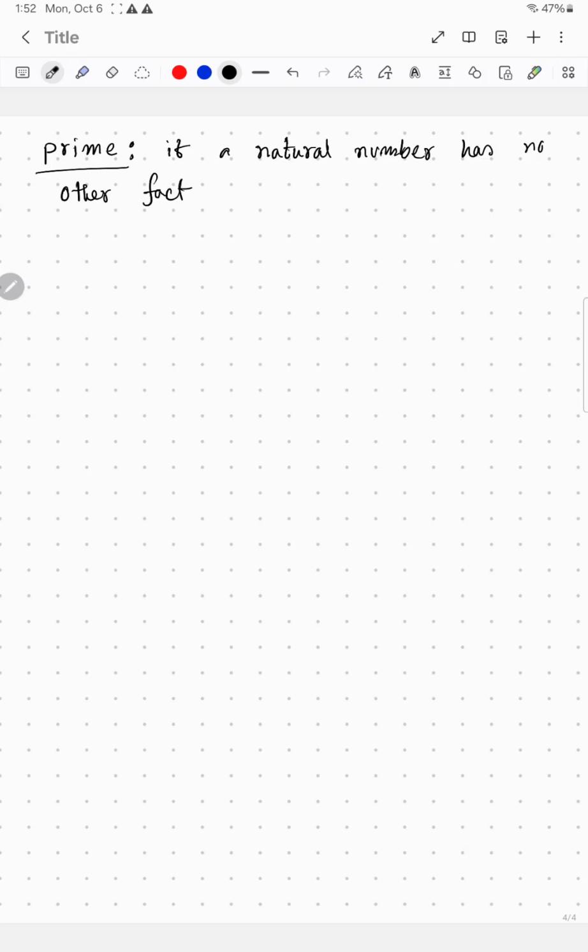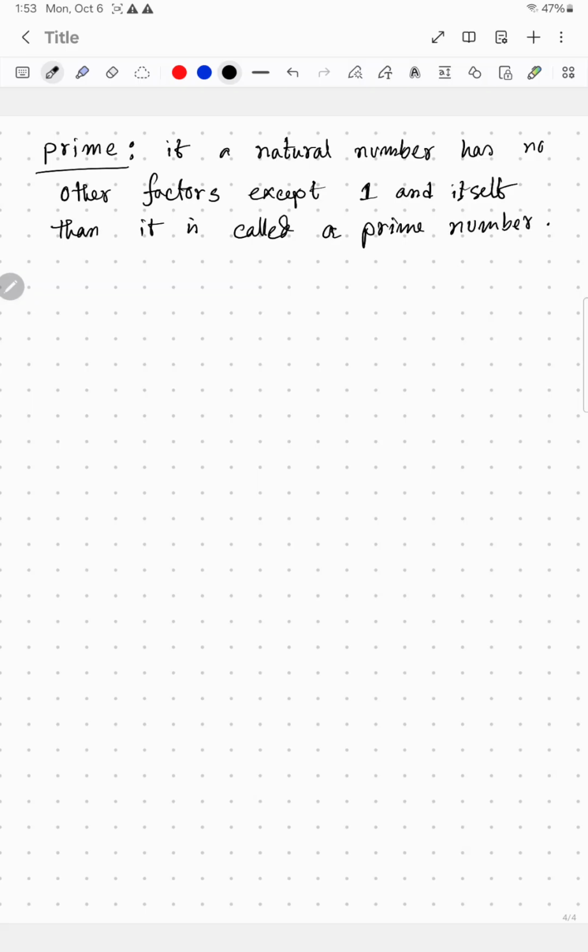Okay, now what is a prime number? If a natural number has no other factors except 1 and itself, then it is called a prime number.